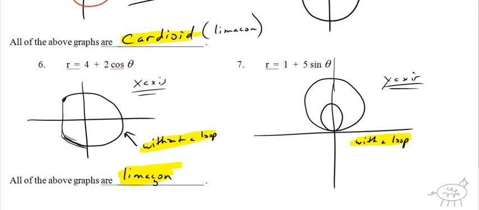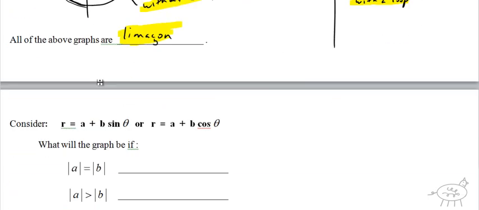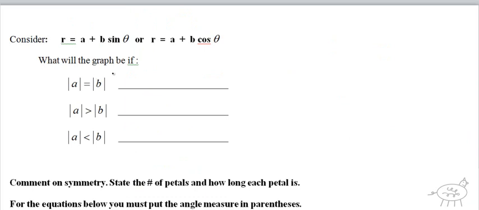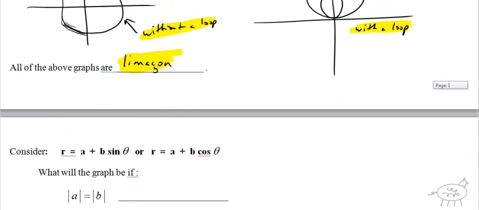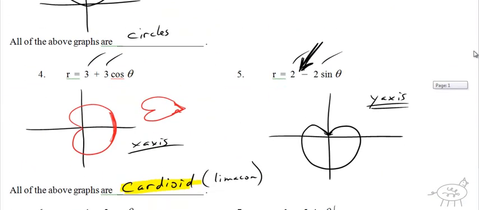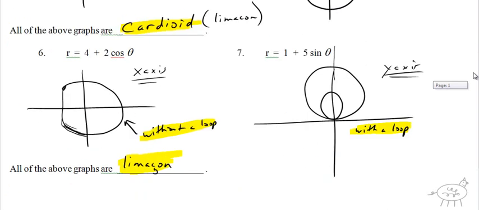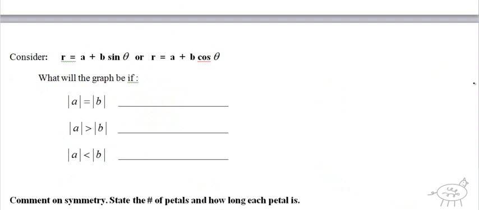So let's kind of, I have a little way of having you guys remember this stuff here. But what I want you guys to do is, let's take a look at this next part right here. Consider these equations, and these are pretty much, you had your A and your B, and it's either sine or cosine. Let's compare. If A is equal to B, and so go back to here, do you guys agree? Number 4 and 5, the absolute value of A is equal to the absolute value of B. All right. If that's true, it is a cardioid.